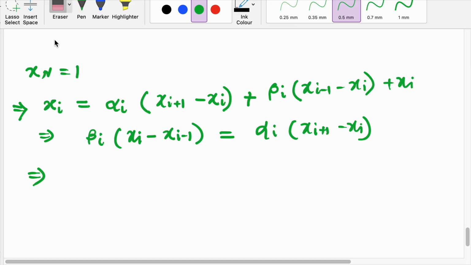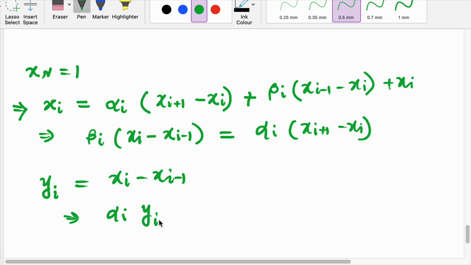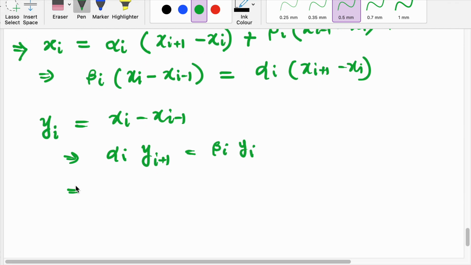Now let us change the variable. Suppose you choose yi equal to xi minus xi minus 1, then what will this side become? You will get alpha I yi plus 1 equal to beta I yi. Now why I am choosing this, you will see it. So this will become beta I by alpha I times yi.